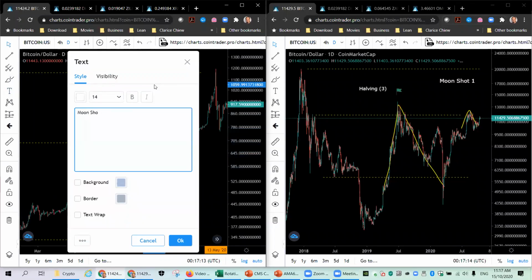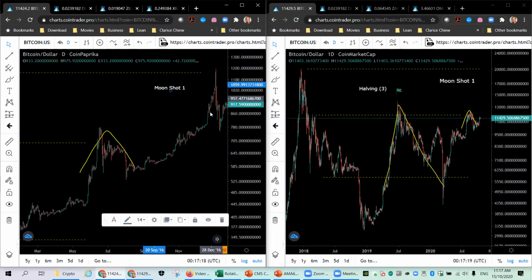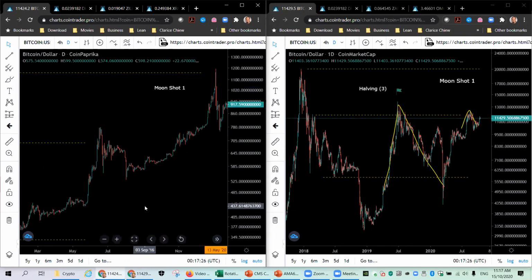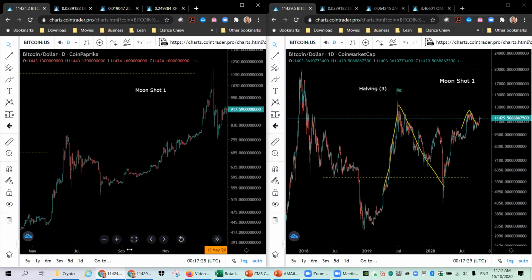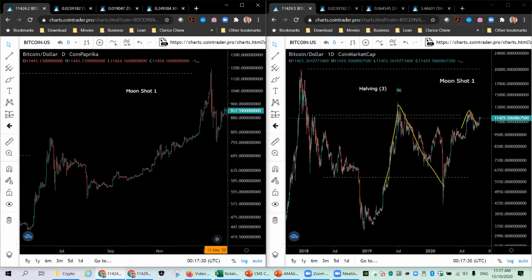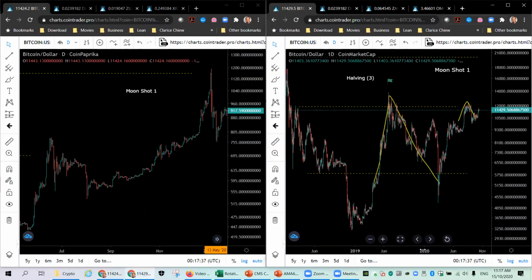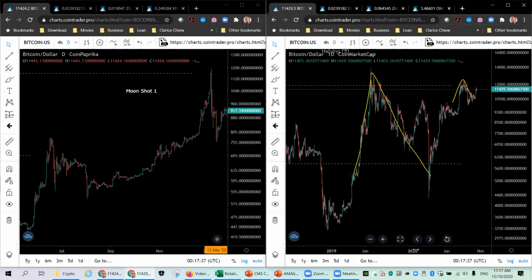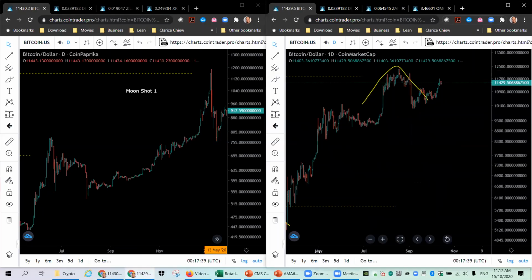There will be moonshots 1. Okay, so this structure here is moonshot 1 for 2016, and this is where we are. I'll just take this away. Okay, let's frame it up. Let's zoom in over here on the structure here. It would look something like that.